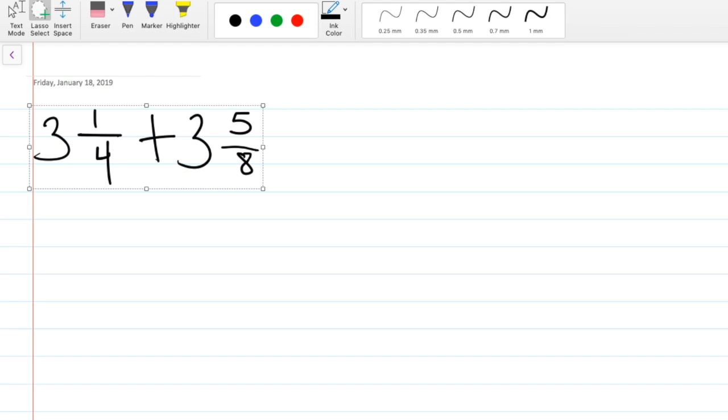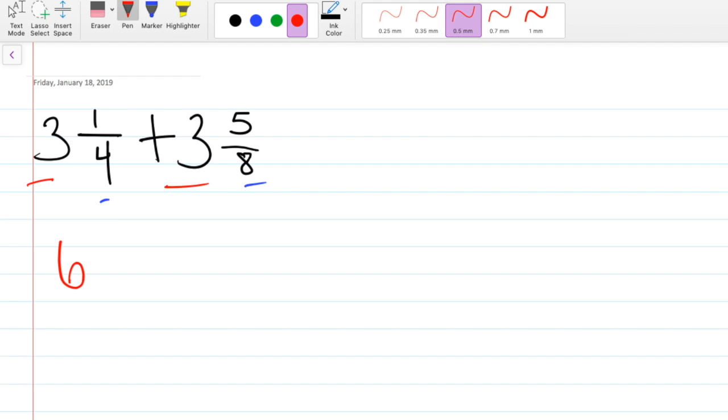All right, next problem. Now, the rules are a little bit different when we do not have the same denominator. In the last one, we had the same denominator, but in this one, we have 4 and we have an 8. So that's going to be something we're going to have to work with. But the first step is going to stay the same. We're going to add our leading coefficients. 3 plus 3 is 6.